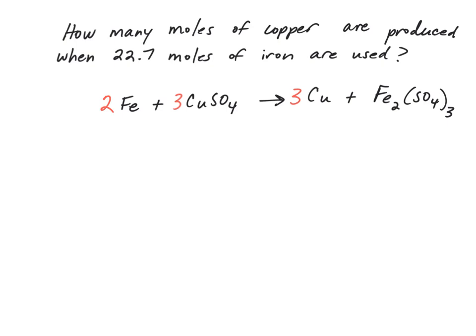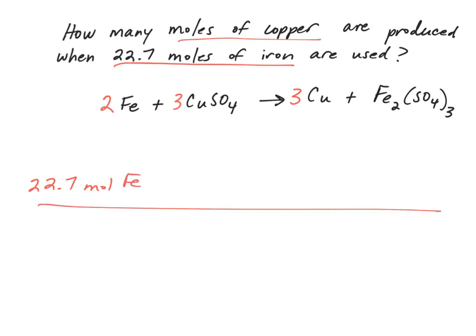So I see that I am given 22.7 moles of iron, and I'm trying to find how many moles of copper. So I'm going to take my given, and I'm going to start my dimensional analysis with my given. I do not want my answer in moles of iron. So when I'm looking at the ratio between moles of copper and moles of iron, I'm going to write moles of iron on the bottom so that I can cancel those units.